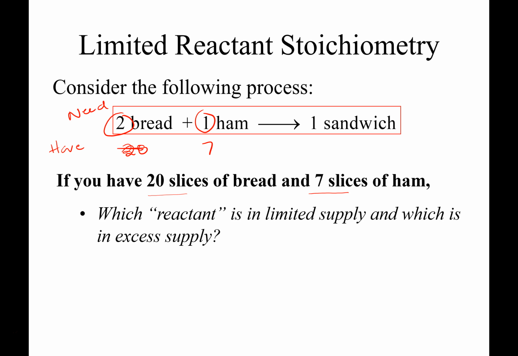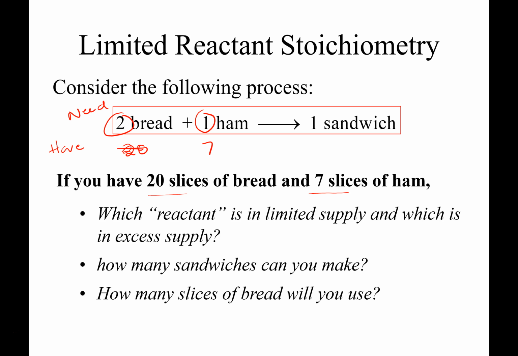So which one are we going to run out of first? We are going to run out of the ham first. I agree. So how many sandwiches can we make with the ham? 7. Very good. If we make 7 sandwiches, how much bread have we used? 14. If we use 14 slices of bread, how much bread do we have left over?